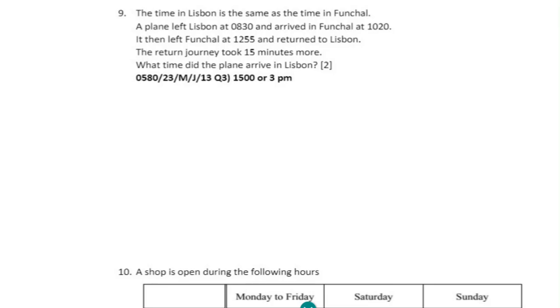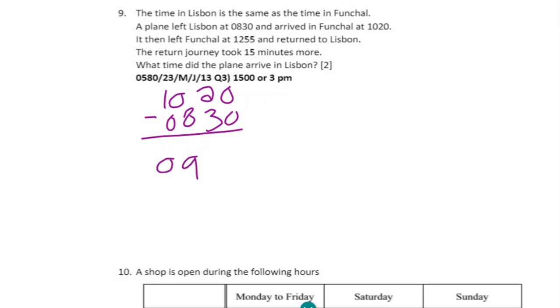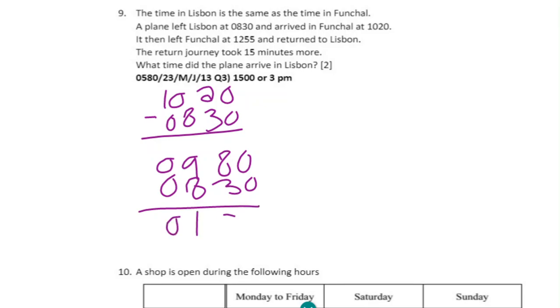So first thing we need to do is find the journey time from here to here. That will be 10:20 minus 8:30. For that, let's change it to 09, then give 60 minutes to 20, we get 80, and then subtract 0830 from that, and we get 1 hour 50 minutes. So the flight time is 1 hour 50 minutes.